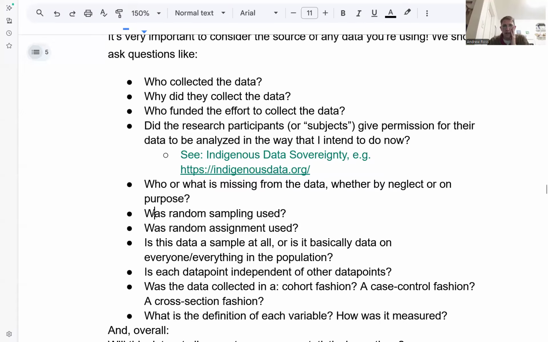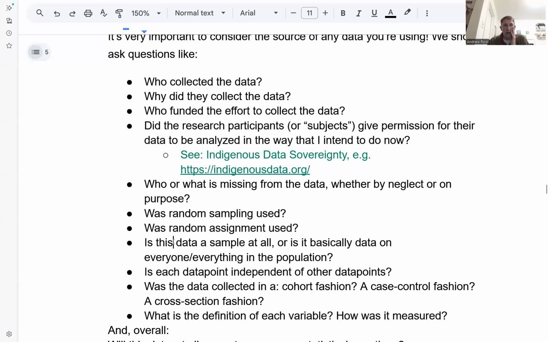We should be asking, was random sampling used? Was random assignment used? They don't have to be used. A lot of times we can't use random assignment if we randomly sampled people from the population, because we have to get their permission. We can't just randomly assign them without their permission.